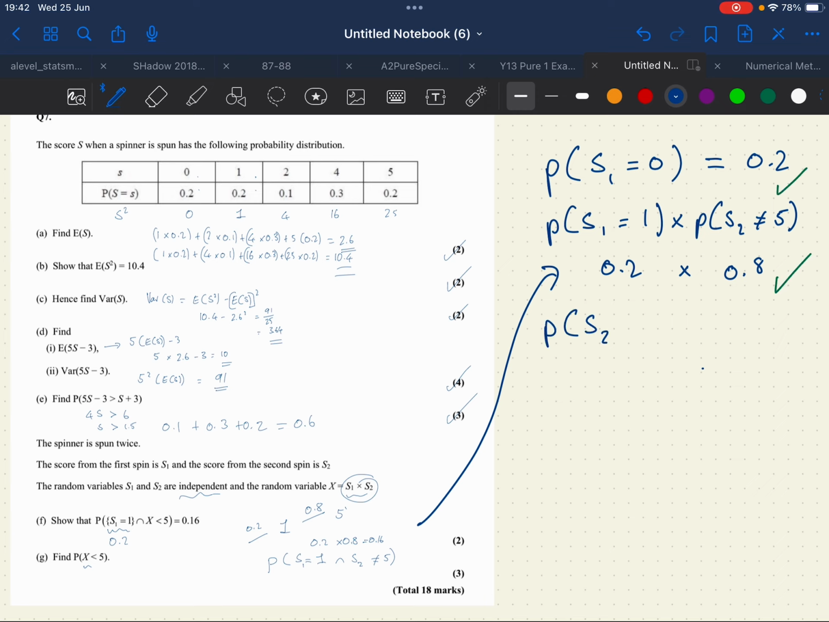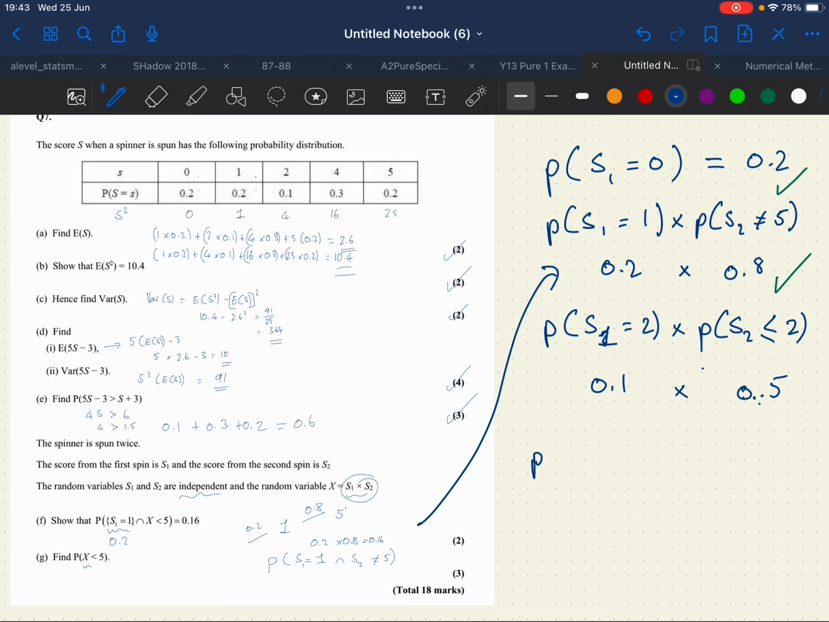So S1 being equal to 2. And then what does the next one have to be? A 0 is fine, a 1 is fine, a 2 is fine, and that's it. So that's 1. So multiplied by the probability that S2, and this is what they said in the mark scheme, which is quite a good way of doing it, is less than or equal to 2. So that would be 0.1 for the first one, and then this is the 0.2, the 0.2, the 0.1, so that's 0.5 altogether, isn't it?